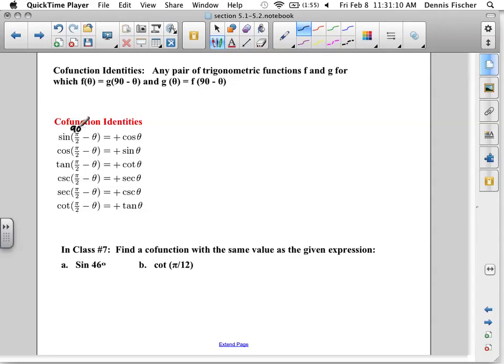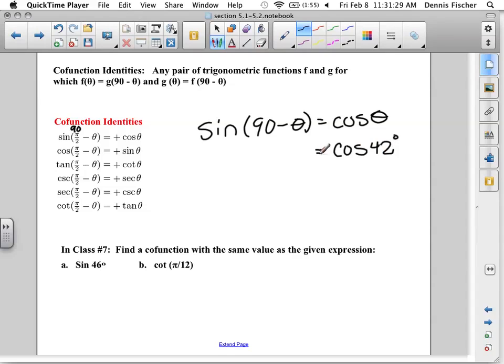Cofunctions work together. And how you find that is you have to work with the angle. So if I was thinking about this one right here, let's just say sine of 90 minus theta is equal to cosine theta. If I pick the angle like 42 degrees, the cosine of 42 degrees is the same as sine of 90 minus 42, which is 48 degrees. Sine of 48 degrees. Same value. You type those two values on the calculator, it'll work out every time. They'll come out to be the same value.